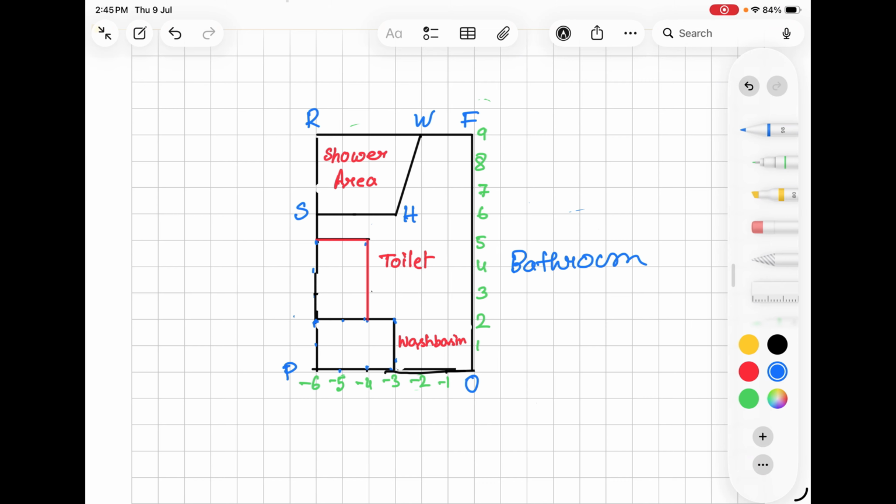First mark off the space for the wash basin. So 3 feet by 2 feet. 3 feet from the y-axis: 1, 2, 3. This is the length of the wash basin, 3, and the breadth is 2 feet. So from the x-axis 1, 2. So in this way we can mark off the wash basin. Let's name the four corners of the wash basin P, and suppose this is M, this is N, this is suppose T. They are the corners of the wash basin.